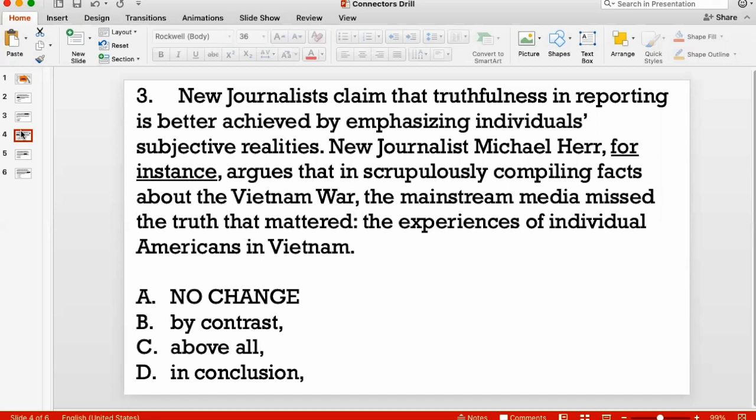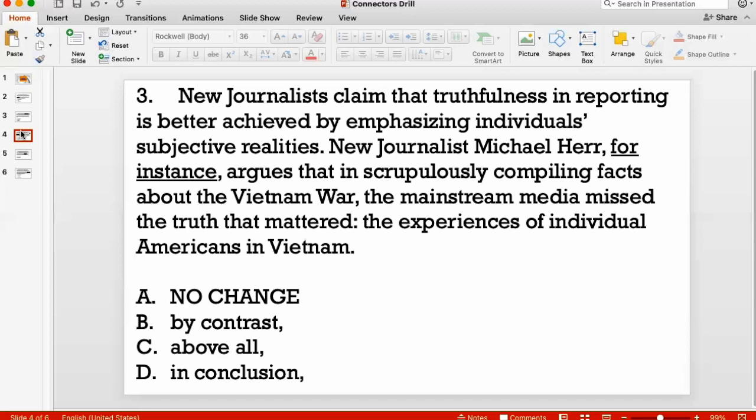Because when we think of journalism, we always think about facts. We think about absolute truths that cannot be questioned, right? We always want journalists to focus on facts. But new journalists claim something different. They say that if you want to get to the heart of a story, you need to go beyond facts and also look at what individuals went through, what was their subjective experience during an event. Right? That's what new journalists say. So that's the first sentence.